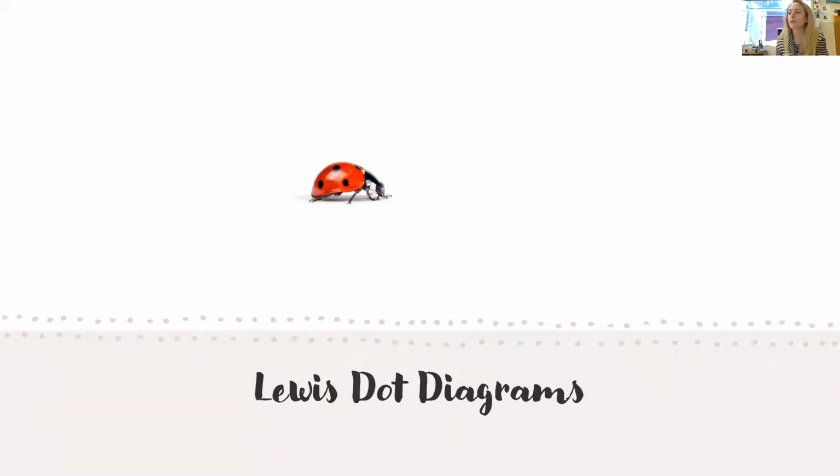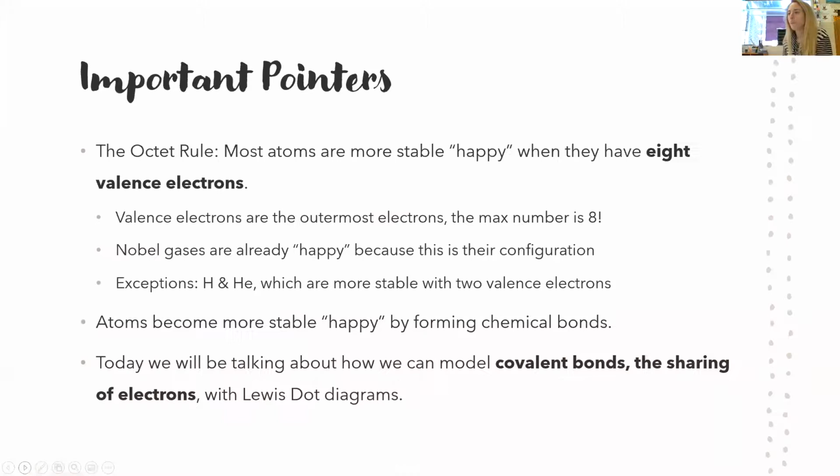Guys, today we're going to talk about Lewis dot diagrams. So you're going to need a pencil and a paper to take some notes on this, somewhere safe where you can keep them. All right, so some important pointers before we get started. These are review pointers, so just remember them.